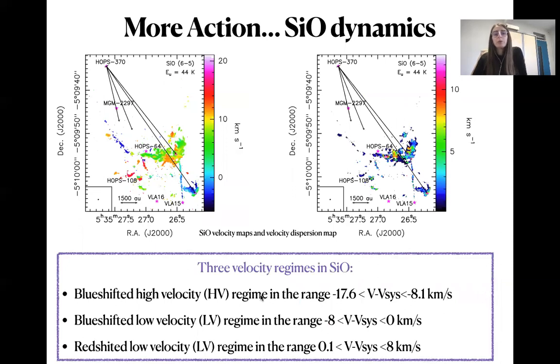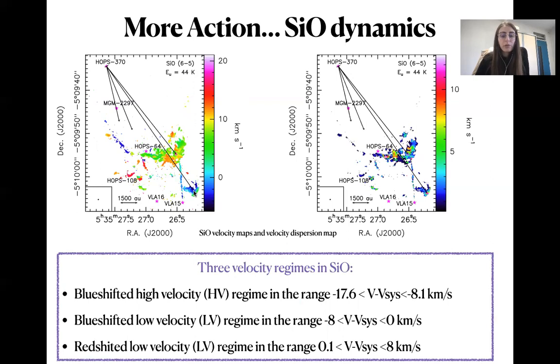We have also seen the SiO dynamics. Here I show the velocity map of SiO, and we could see that it extends to much higher blueshifted and redshifted velocity. Actually, we could observe three different velocity regimes. We have the blueshifted high velocity regime that goes between -17.6 kilometers per second and -8.1 kilometers per second with respect to systemic velocity. It traces this part in here, which is the ridge and the jet, and this bow shock that you can see in here, the ARC2.